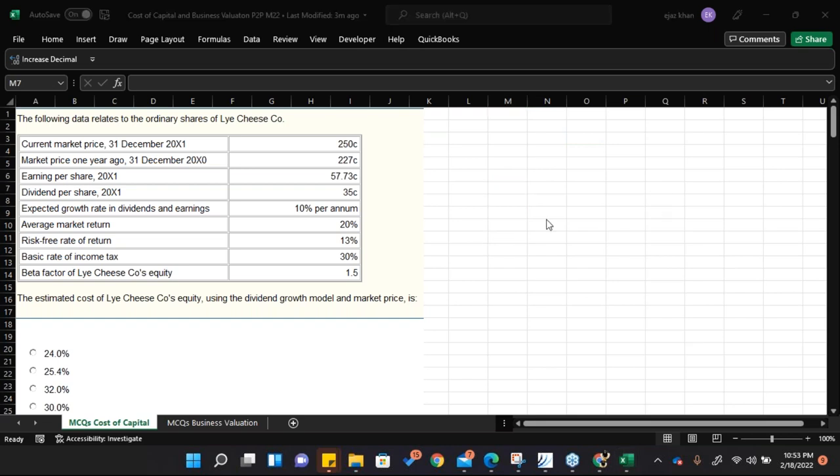Can you people see the screen now? Okay.